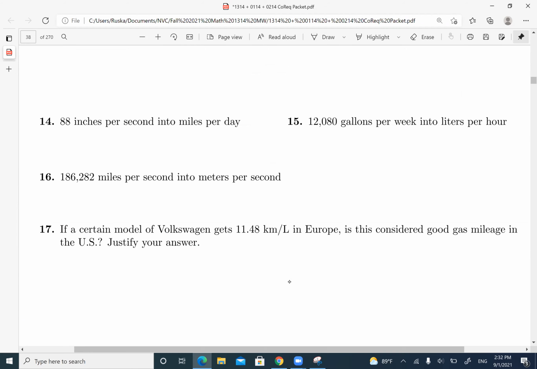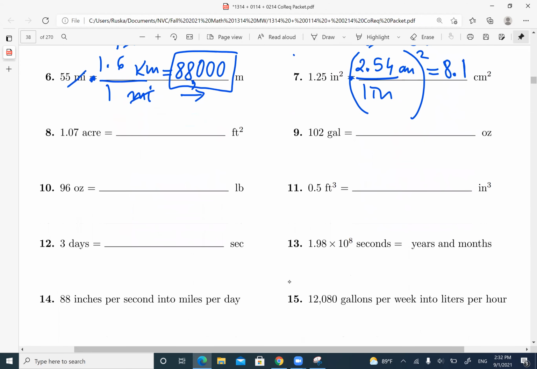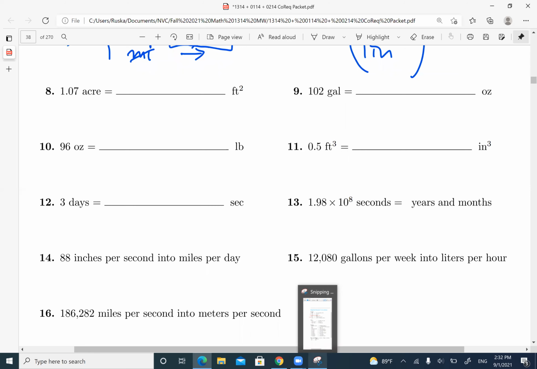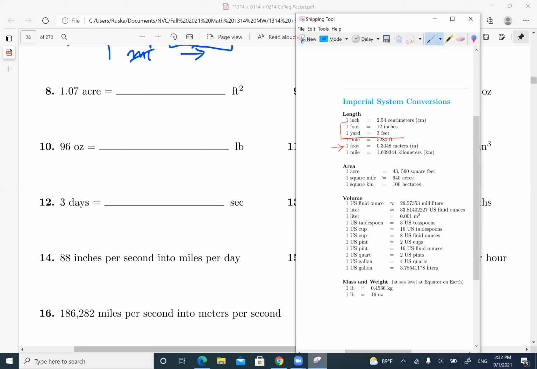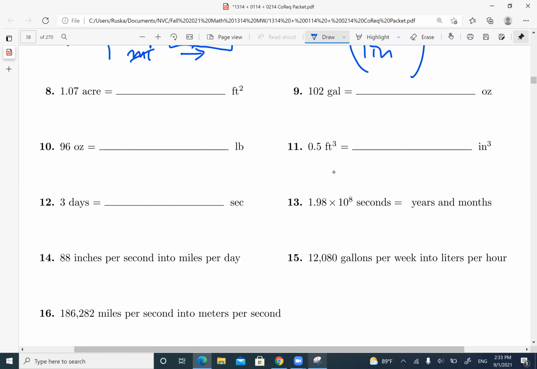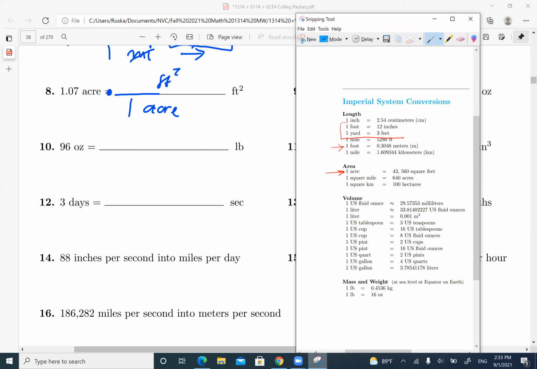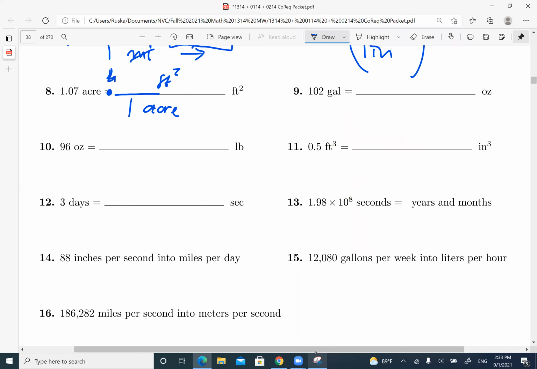So let's just do a few more. And so let's go ahead and do acres to square feet. So acres to square feet is right here. This is the conversion we're going to use. 1 acre is 43,560 square feet. So I'm going to multiply acres in the bottom and square feet in the top. So 1 acre was 43,560.